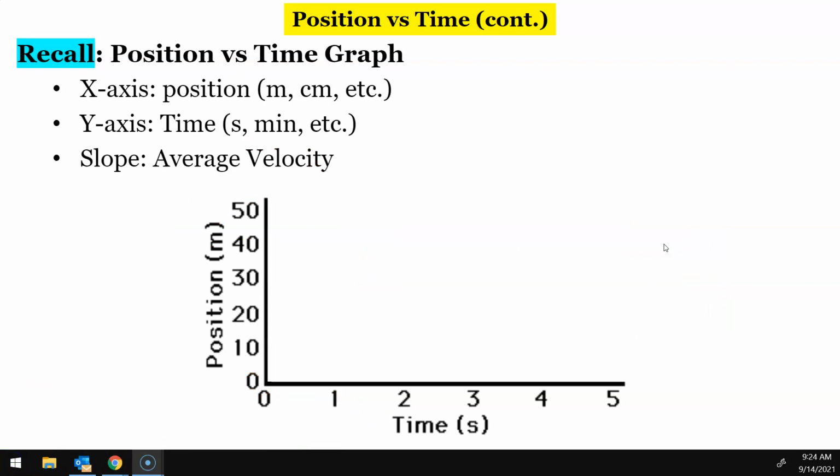All right, if you recall, we have position versus time graphs. On our x-axis, we have time. The units are going to be in seconds, minutes, hours, etc. On our y-axis, we have position. So that's going to be a distance in meters, centimeters, miles, kilometers. And then, of course, we're going to have a slope on our graph. That slope is our average velocity.